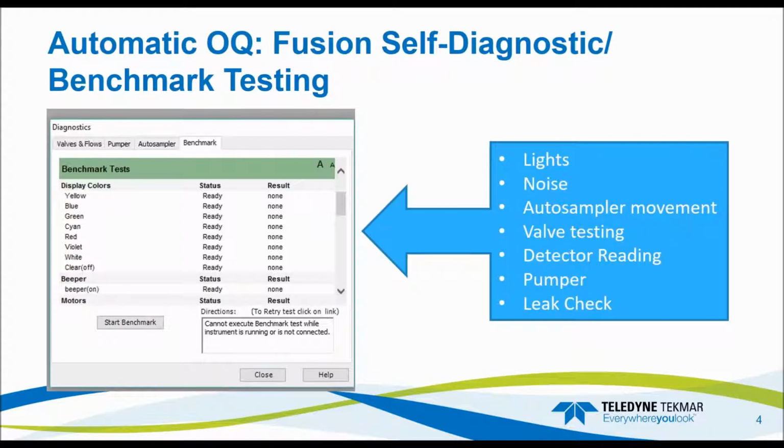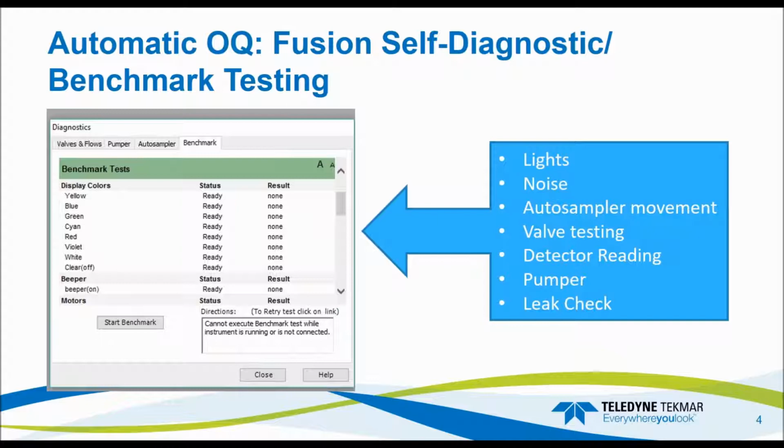It has something called benchmarking, which is a self-diagnostic test. It basically goes through all kinds of different tests. It tests the lights, it tests the beeper, it tests the movement of the arm on the auto sampler, making sure it goes to the right spot.